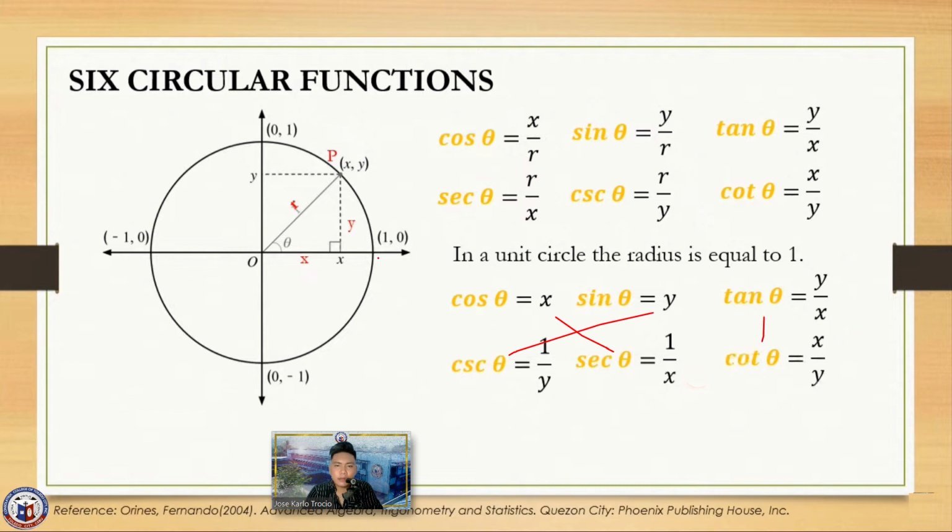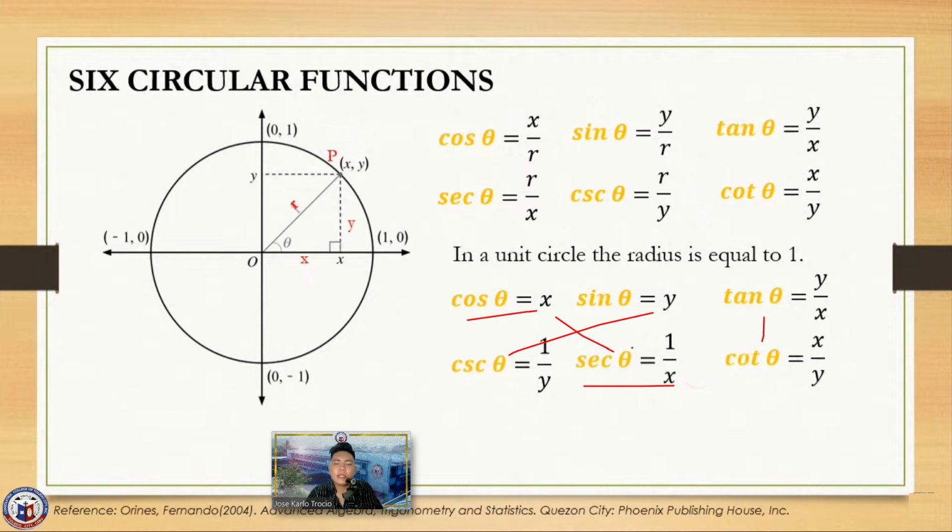So this one is the reciprocal of cosine: secant. Cosine, secant, sine, cosecant, tangent, cotangent. Does that make sense? But yeah, that is how it looks like.